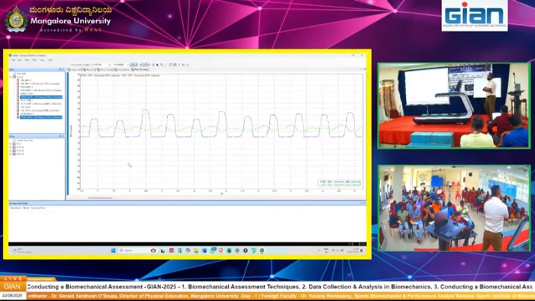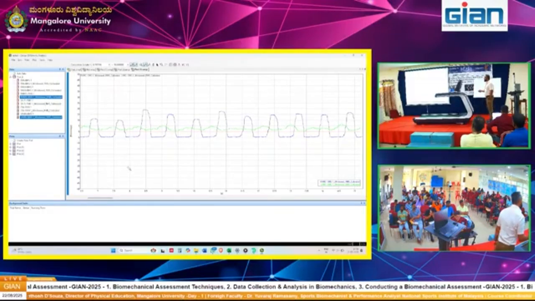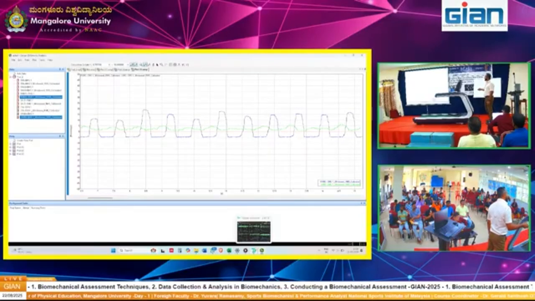The right leg seems more normal for me actually. It's not overactivated. Something is wrong with the left. The green color is left, right? Green is left.